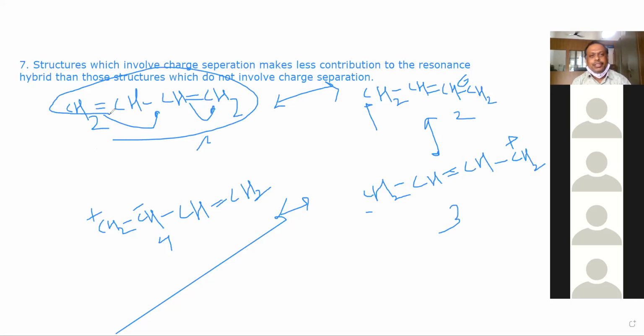So this is rule number 7. लक्षात आला, ज्या स्ट्रक्चर्स मध्ये चार्ज इन्व्हॉल्व झाले ते स्ट्रक्चर्स less stable आहेत than the structures which do not have the charge separation, neutral molecules which have more contribution to the resonance hybrid. हा पॉइंट लक्षात ठेवा. चार्ज सेपरेशन असेल तर less contribution and less stable, no charge contributions more stable and more contribution in the resonance hybrid. This is condition number 7.